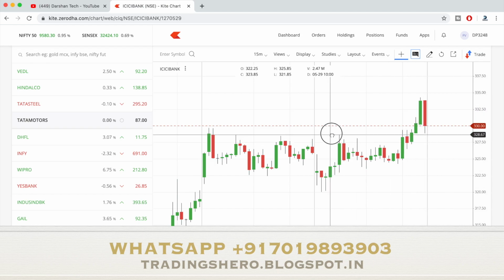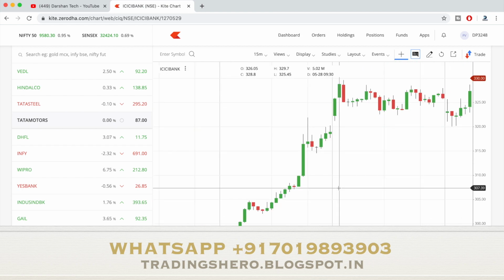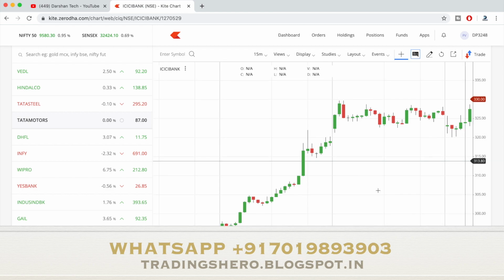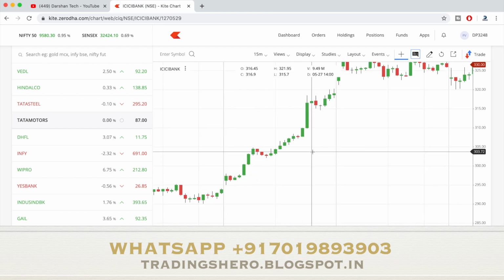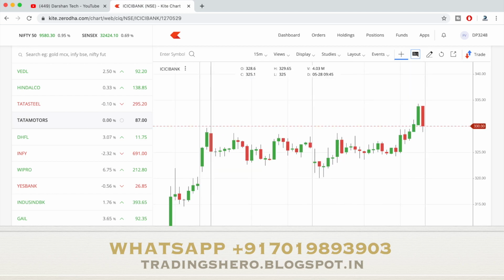Okay, and now let's see what happened on the previous day. On the previous day the stock gave a very good movement. As you guys can see, it almost opened at 296 rupees, and it went all the way up to 321. When this kind of huge movement happens, on the next day the stock movement will be less. So at this time you have to avoid it.